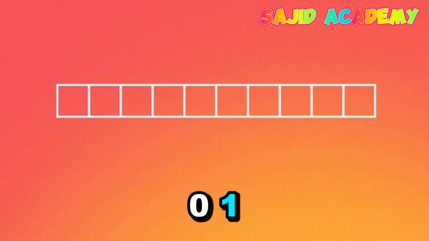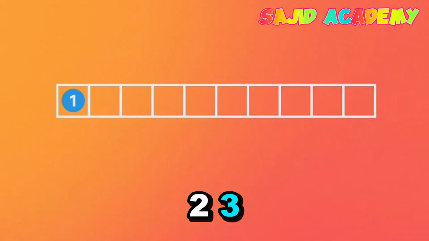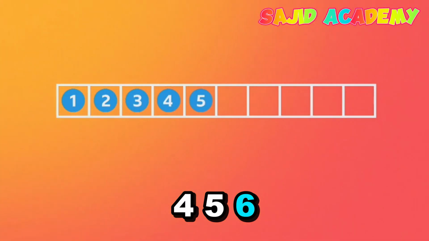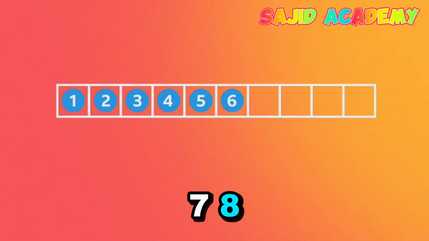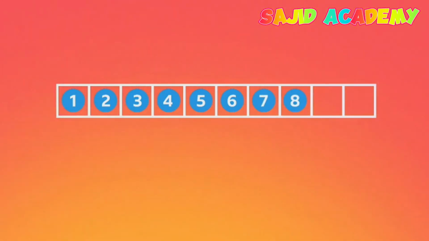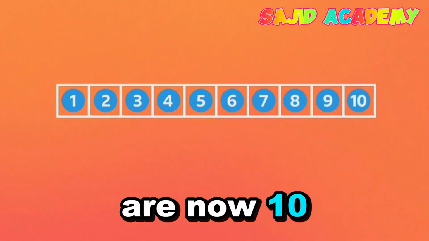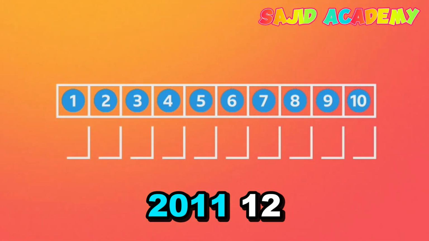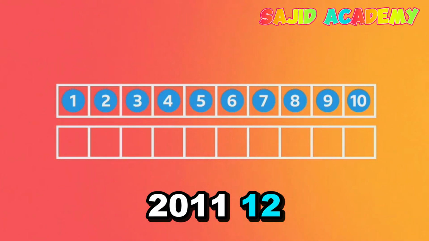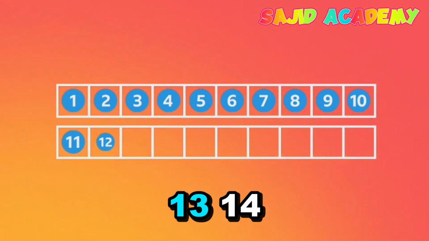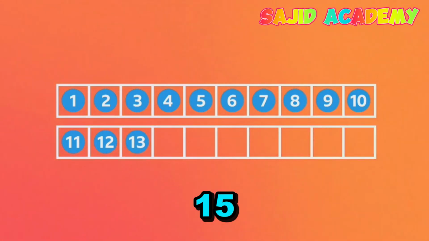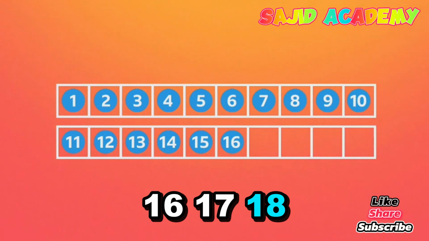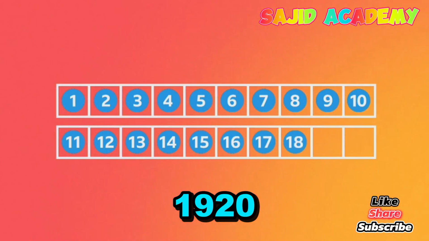0, 1, 2, 3, 4, 5, 6, 7, 8, 9, 10. Well done, there are now 10 counters in the chart. Let's continue to 20. 11, 12, 13, 14, 15, 16, 17, 18, 19, 20.